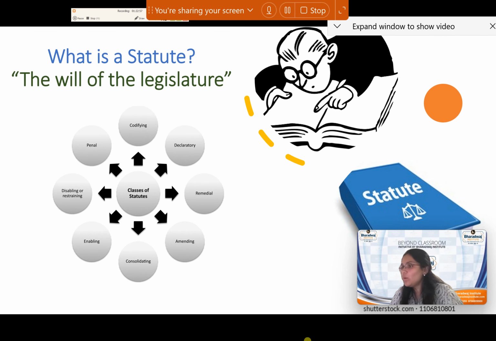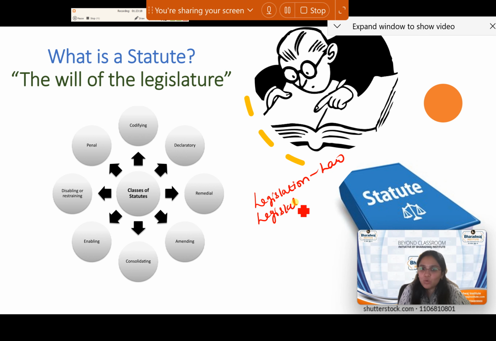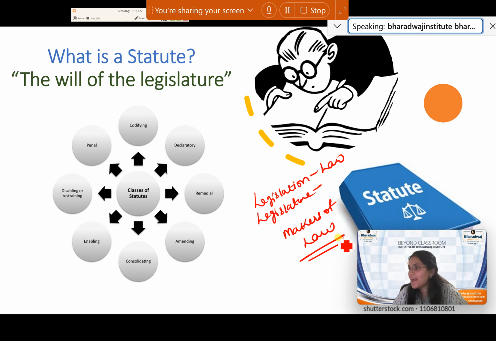Statute means a will of a legislature. Legislature, legislation are two important terminologies that you have learnt for the day. In case you have already learnt it, well and good. If you haven't been exposed to those two words, I definitely want you to document these two words in your notebook. Legislation is a law. Who is a legislature? Persons who are makers of law.